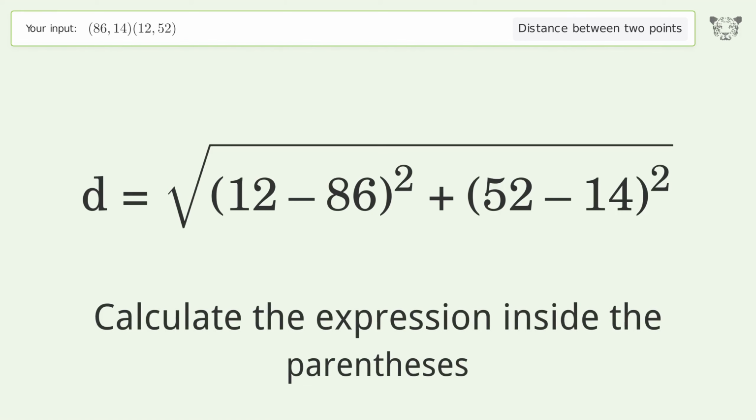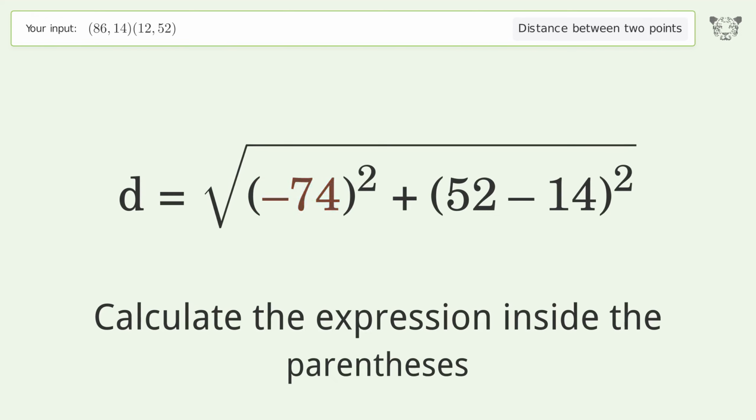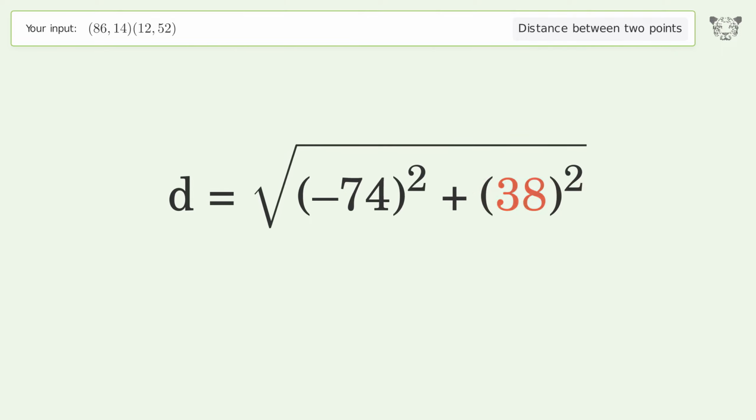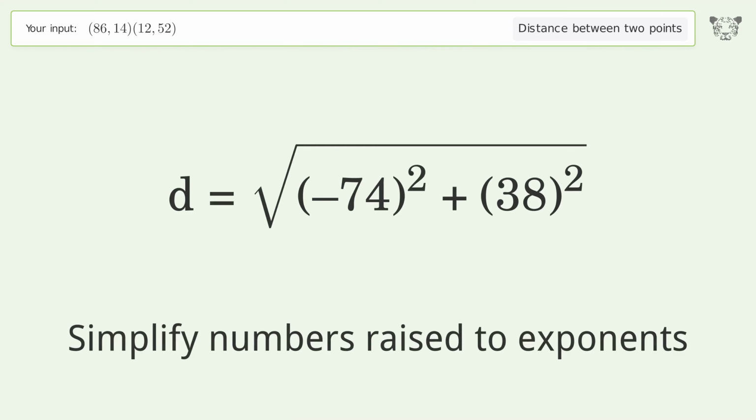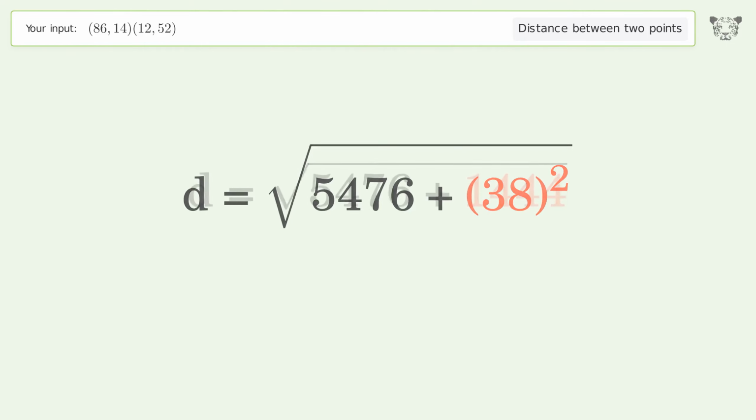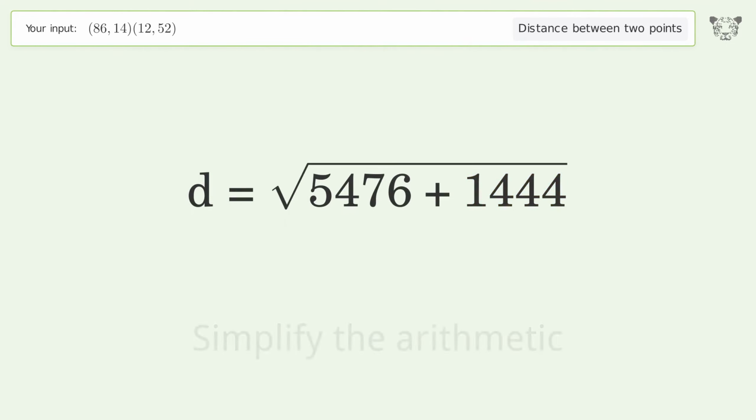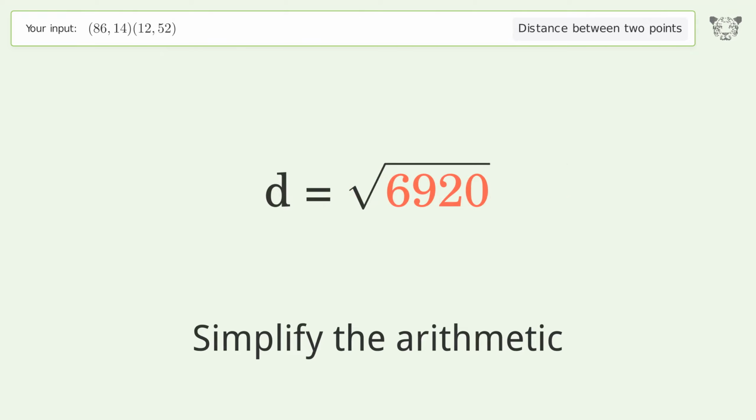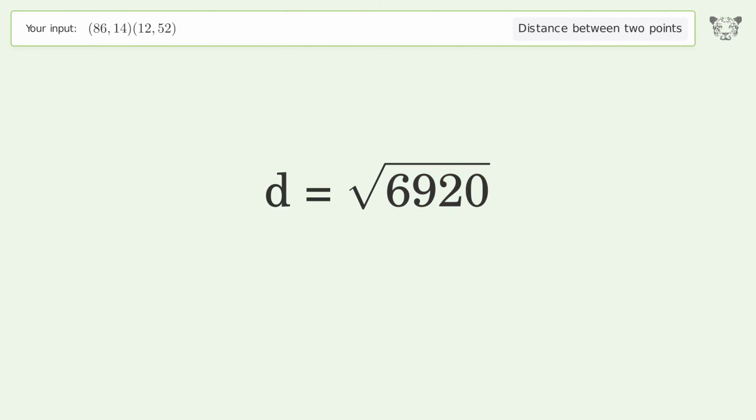Calculate the expression inside the parentheses. Simplify numbers raised to exponents. Simplify the arithmetic. And so the distance between the 2 points is the square root of 6,920, or 83.187.